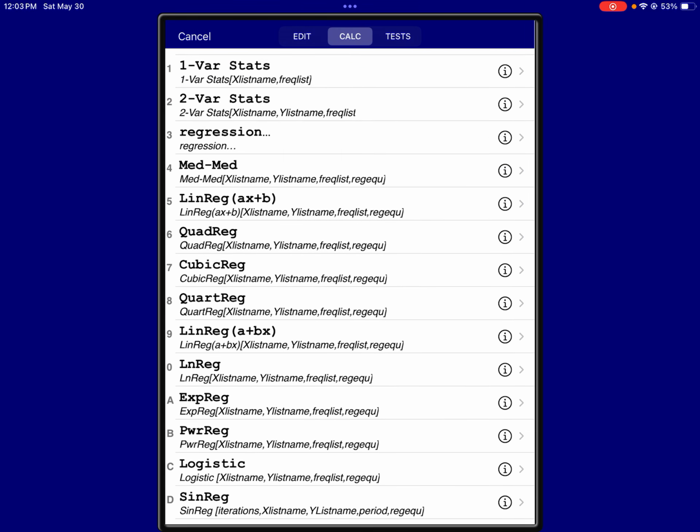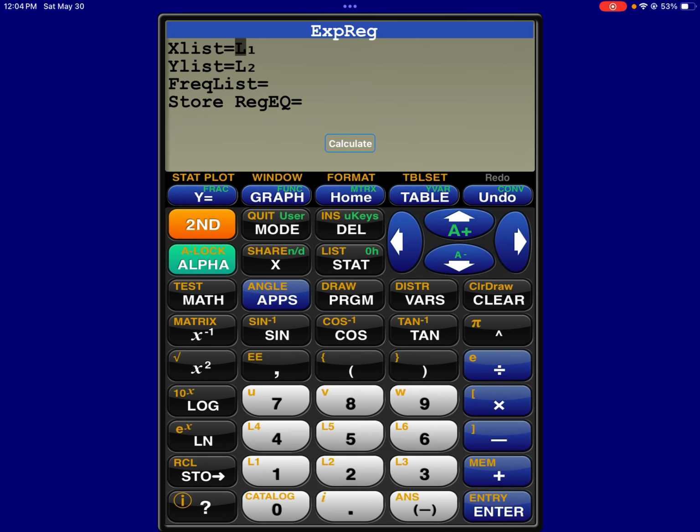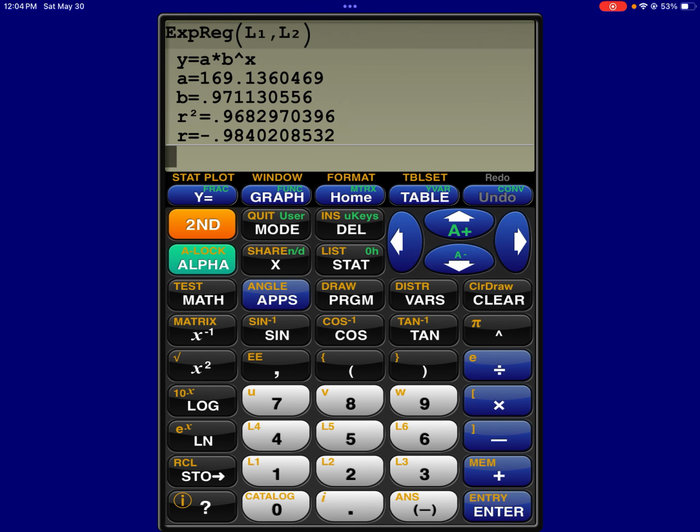Okay, so you have all these regressions. Sometimes they'll ask for a power. We're asking for an exponential, so you're just going to hit EXP-REG. You don't have to do anything. You just press calculate, and there's your equation. You're just looking for A and B, and nearest thousands is 3 decimals.